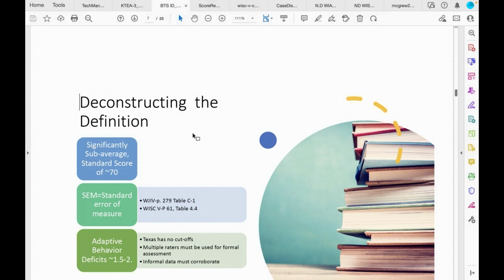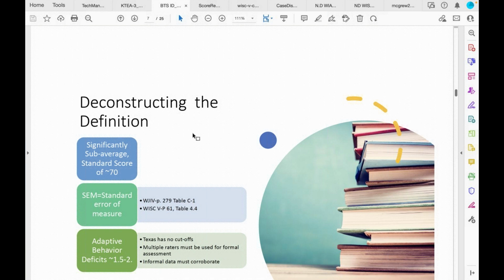And for example, if I had a 7-year-old right here, the standard error of measurement of that IQ score would be 2.60. So if that kid's score was exactly 70, well, if I consider the SEM, which I would probably round to 3, then if the kid had a 71 or 72 or even a 73, with enough supporting data, I could say that's significantly sub-average, and it's consistent with ID.